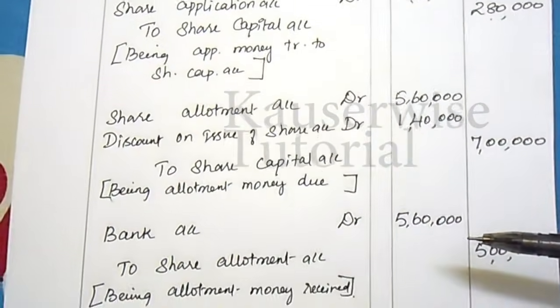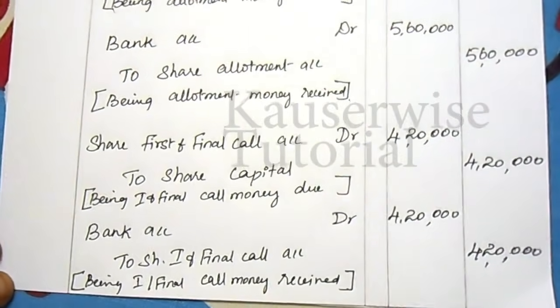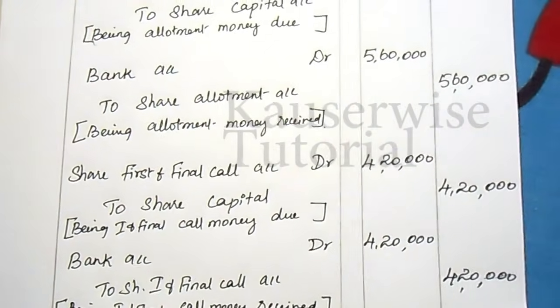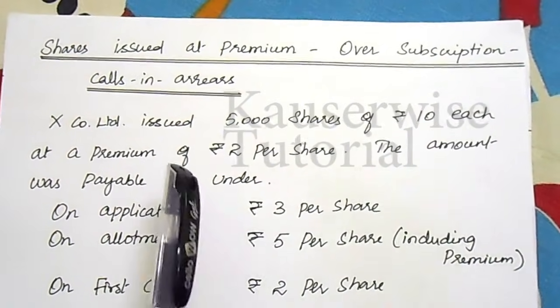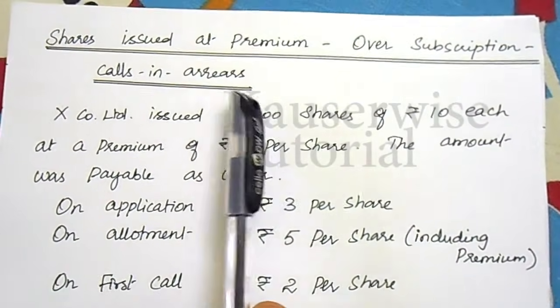Hope you all understand this concept of issue of shares at discount. Now let us see the problem of issue of shares at premium when oversubscription, that is pro-rata allotment. In this problem we are going to see issue of shares at premium when oversubscription and calls in arrears.